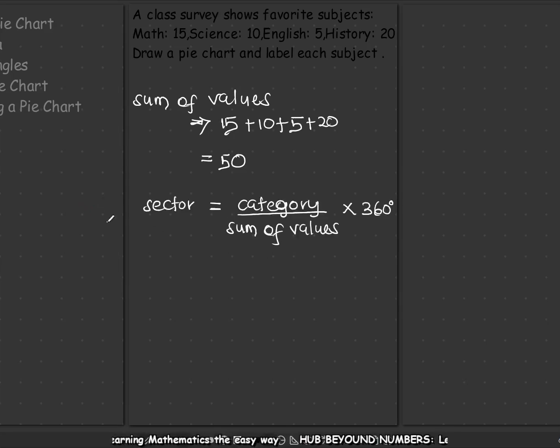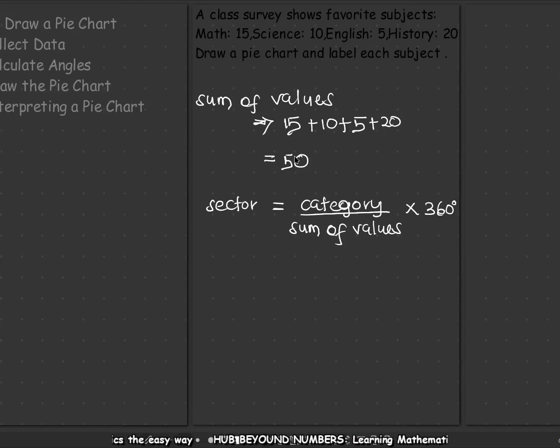The sector is equal to the category value, here meaning the value for maths, all over the sum of values, what we have gotten here, the 50. Then we multiply it by 360. So once again, a sector is the category value over the sum of the values, times 360.